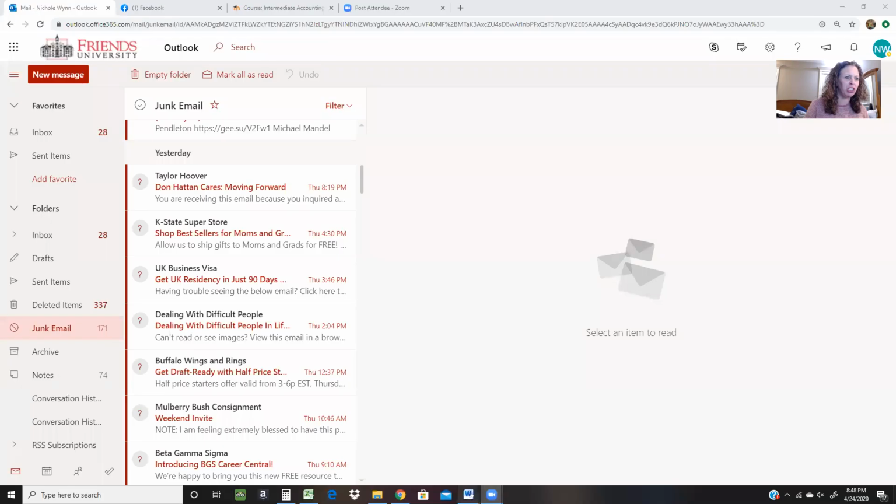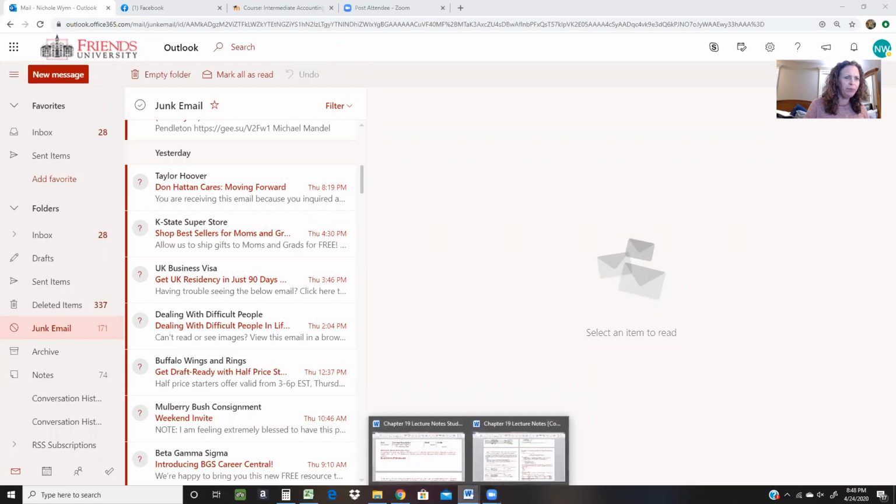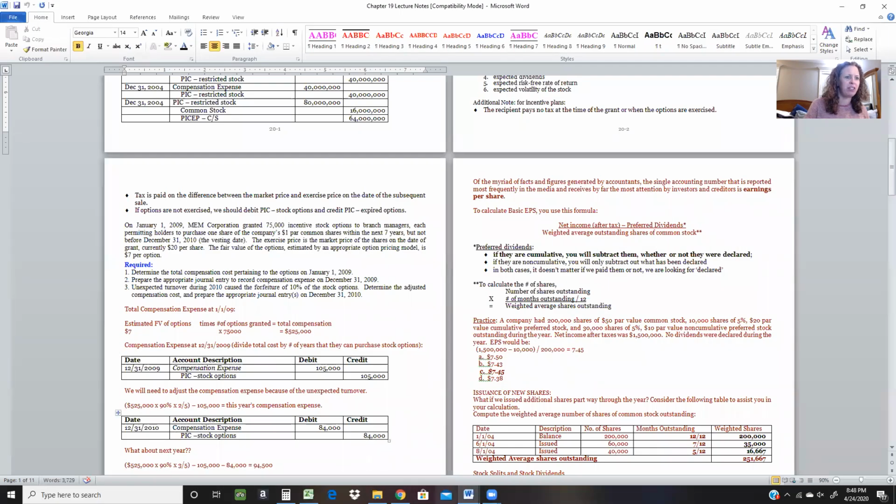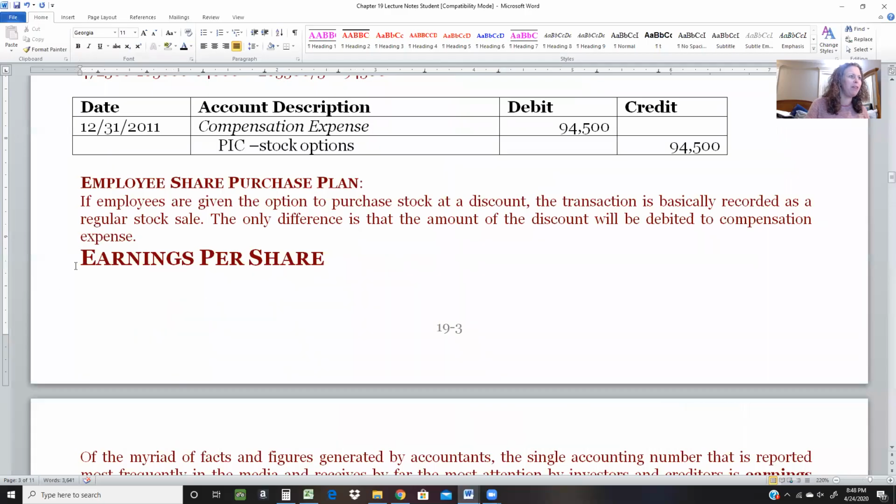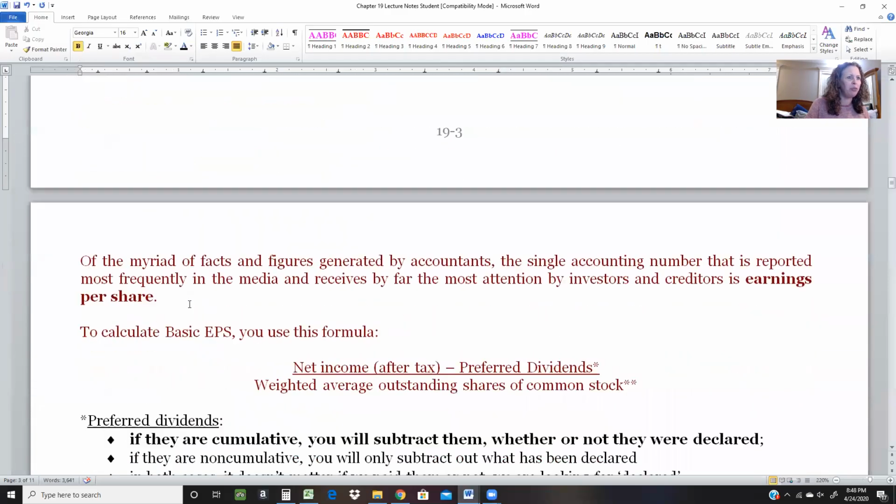All right, let's get started. We're going to do the second half of our chapter 19 lecture notes. Let me see if I can find where we left off. We were right here at earnings per share, at the top of page 4 of your notes.